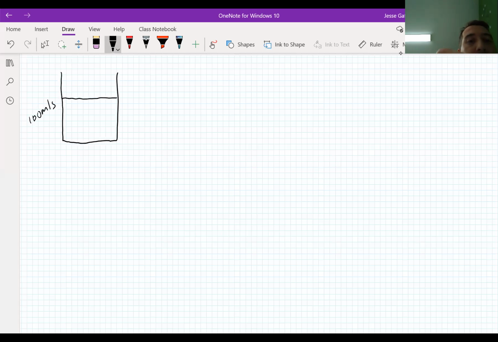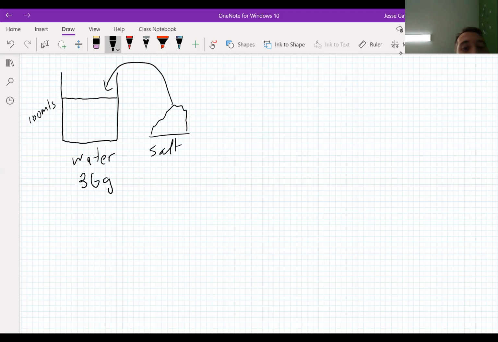Now, into there, I am going to put some sodium chloride, salt. So I've got water and I've got salt. I'm going to keep putting salt in, measuring the amount of salt, and see how much I can get to dissolve before it stops dissolving. Now it turns out that when I do this, I can fit 36 grams of salt. I can get 36 grams of salt to dissolve in 100 milliliters of water.